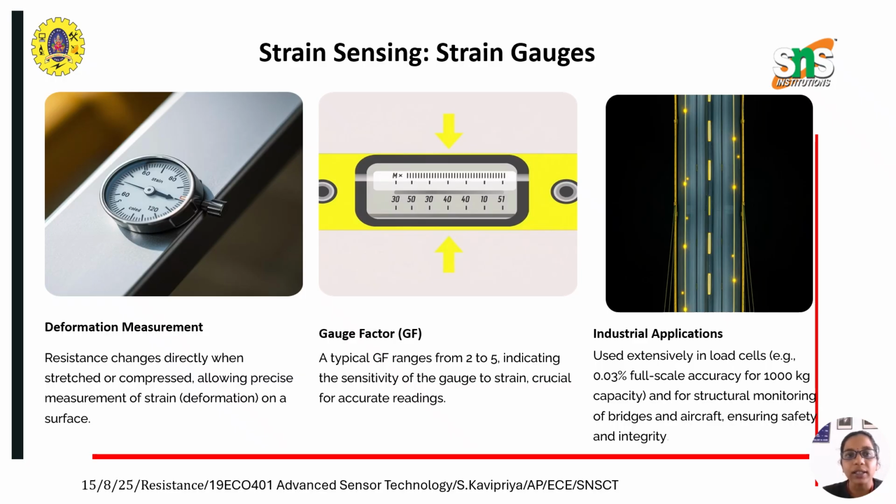For measuring this, we have a term called the gauge factor. The gauge factor ranges from 2 to 5. It indicates the sensitivity of a gauge to the strain. Next is the industrial application. It is mainly used for finding the stress that is applied on bridges and on aircraft.